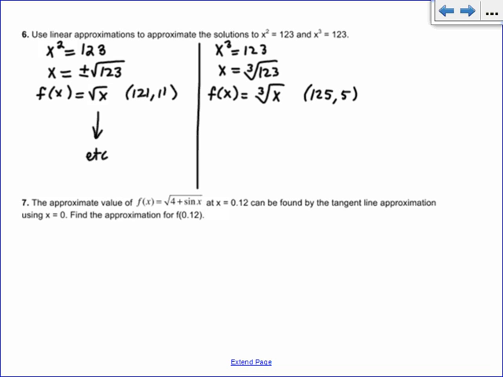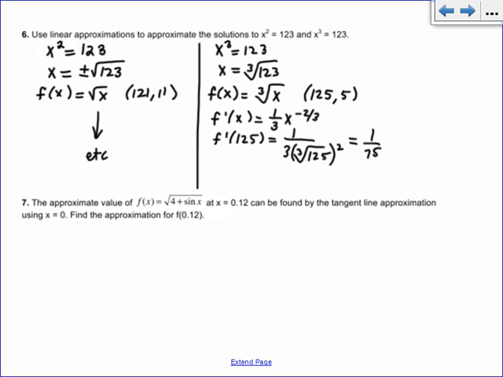All right, so we go ahead and take the derivative. f prime of x is going to be 1/3 x to the negative 2/3, which means f prime of 125 is 1/3, and then the cube root of 125, all of that squared. What's the cube root of 125? 5. Yep, and then square it. 25 times 3. Yep, so we get 1/75. So we have y minus 5 equals 1/75 times x minus 125.